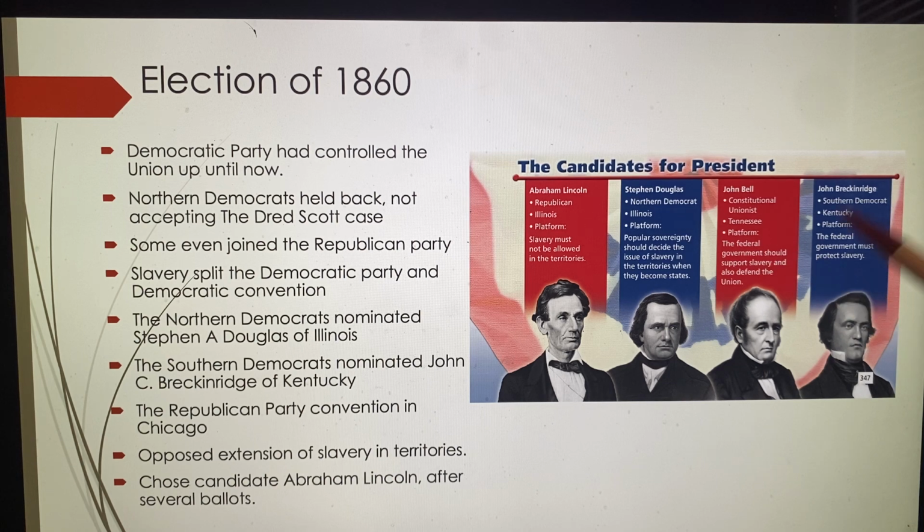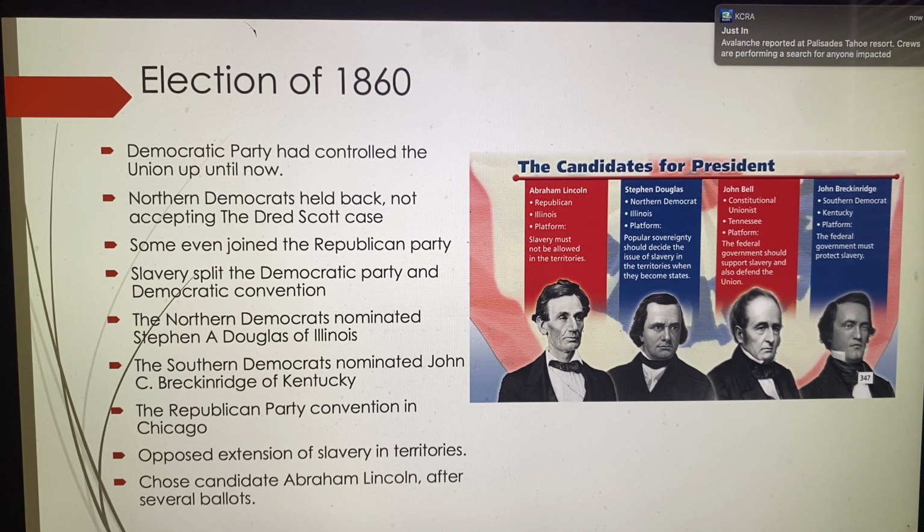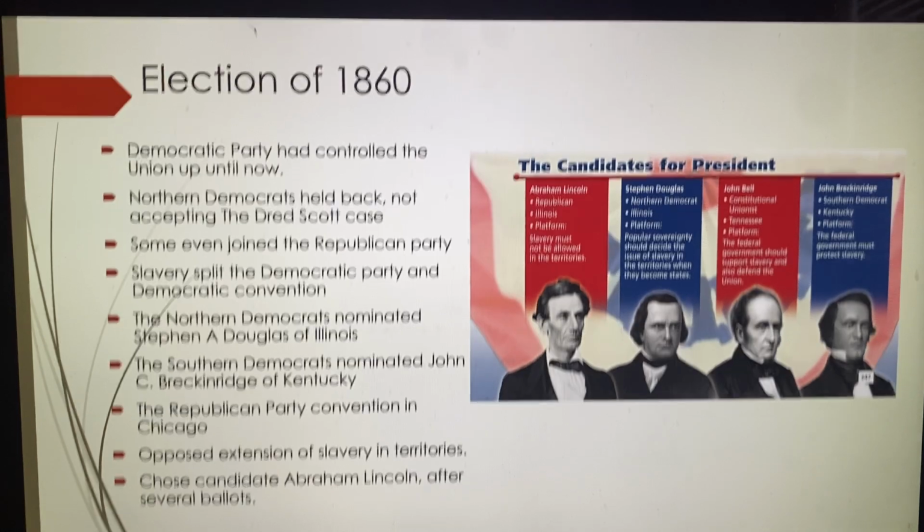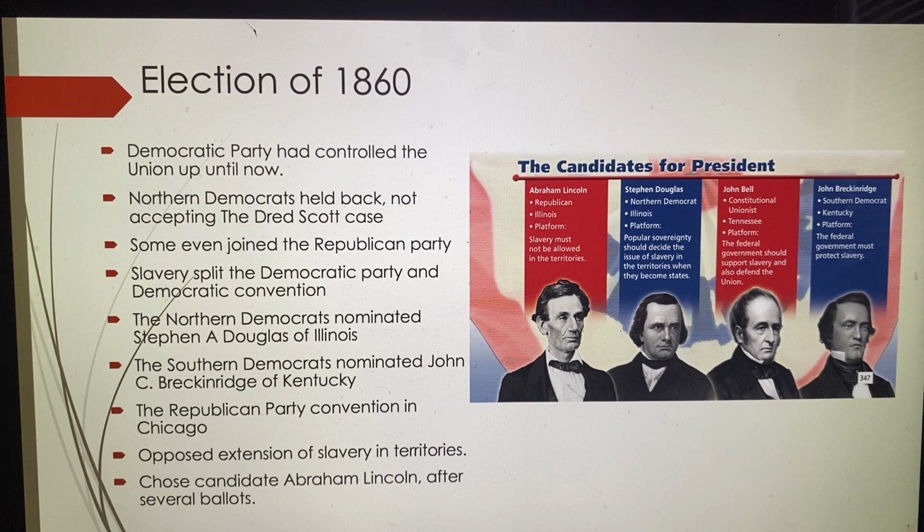And then we had John Bell, who was in this new party called the Constitutional Unionist Party, from Tennessee. His platform was that the federal government should support slavery, but also defend the Union. So he was basically saying the southern states could not withdraw from the Union, right? But he was also supporting slavery. And then, of course, John Breckinridge was a Southern Democrat from Kentucky, and he said the federal government must protect slavery. So those were the candidates.